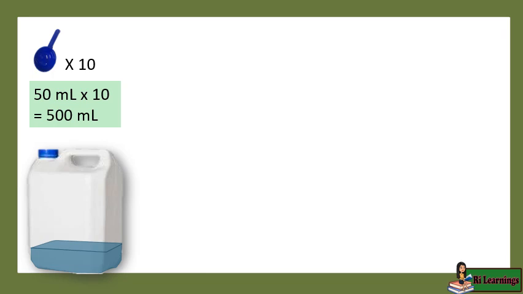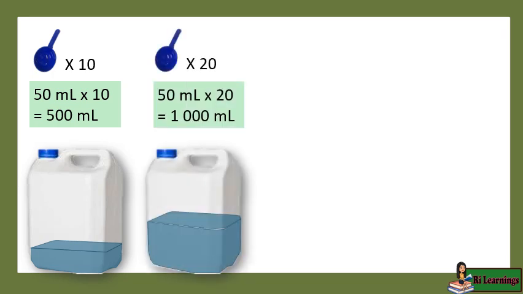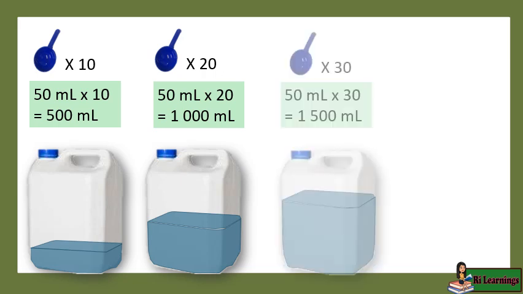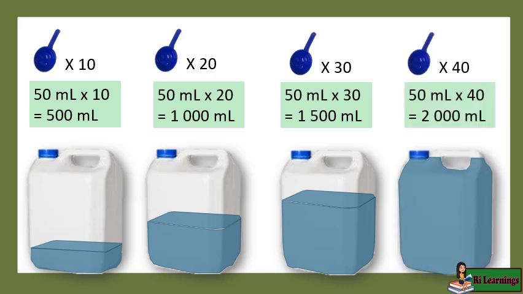Let's see what happens. 10 scoops of 50 milliliters. 50 times 10 equals 500 milliliters. 20 scoops of 50 milliliters. 50 times 20 equals 1,000 milliliters. 30 scoops of 50 milliliters. 50 times 30 equals 1,500 milliliters. 40 scoops of 50 milliliters. 50 times 40 equals 2,000 milliliters. At 40 scoops the container is filled with water. So, by using a 50 milliliters measuring spoon 40 times, we measured the capacity of the big container.